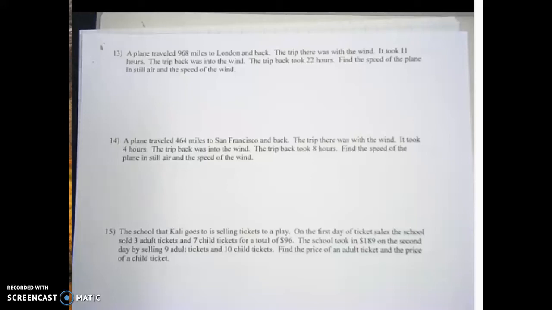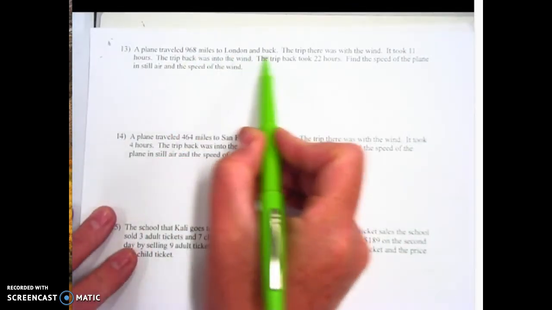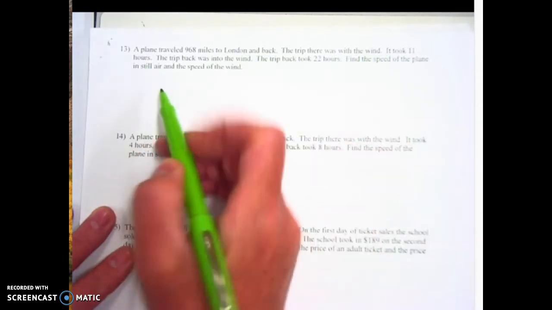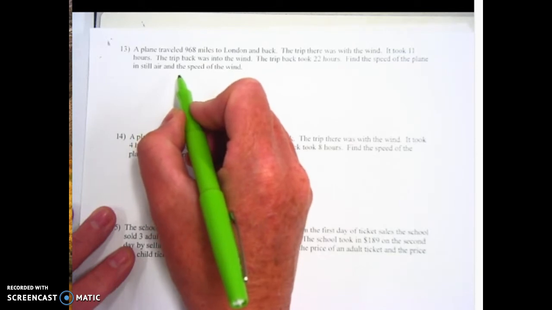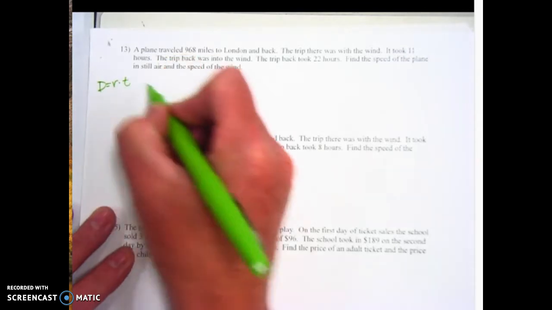So this is page 3 of the chapter 3 practice test for Algebra 2. Number 13 says a plane traveled 968 miles to London and back. The trip was with the wind. It took 11 hours. So that's the time. So we're going to do distance equals rate times time.